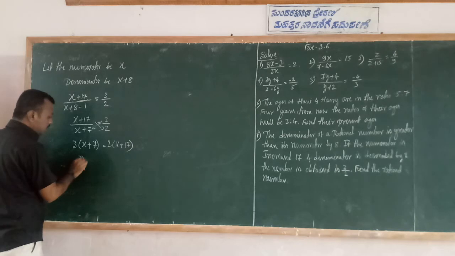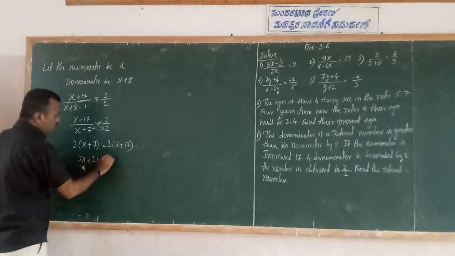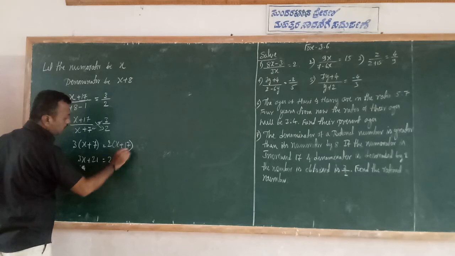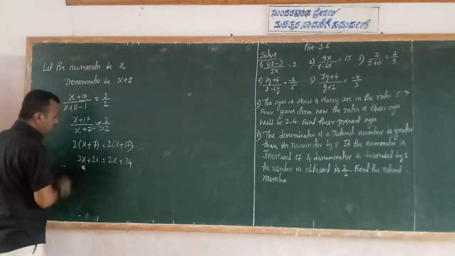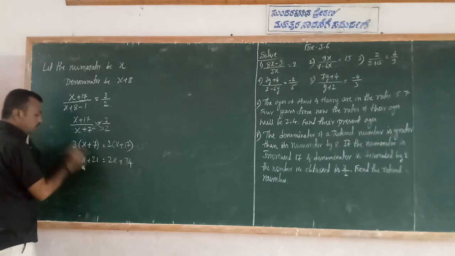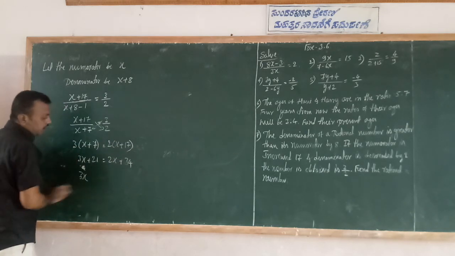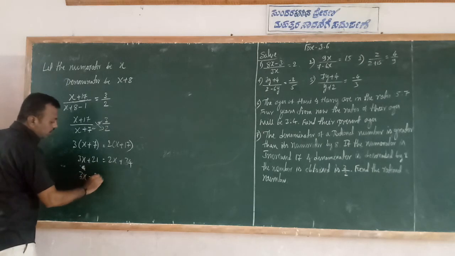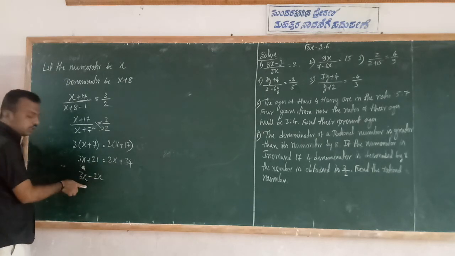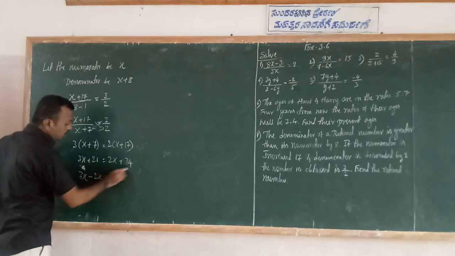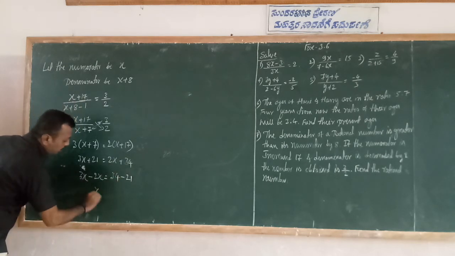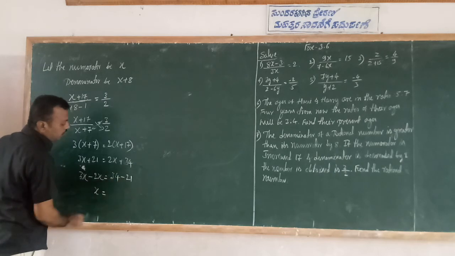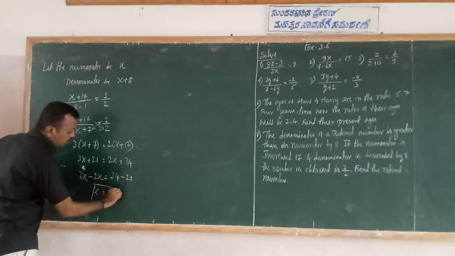Now 3 into x plus 7, and 2 into x plus 17. 2 into x is 2x, plus 2 into 17, which is 34. 3 into x is 3x, plus 3 sevens are 21. Now 3x I will write on the LHS and 2x is sent to the LHS, it becomes minus 2x. 34 we have to write on the RHS, and plus 21 sent to the RHS becomes minus 21. Therefore 3x minus 2x becomes x, which is equal to 34 minus 21.